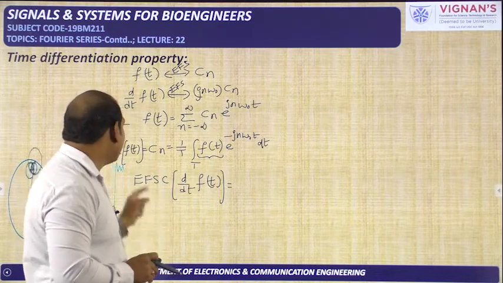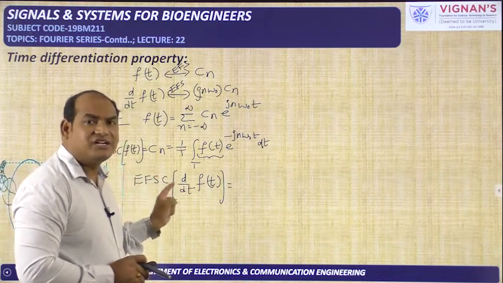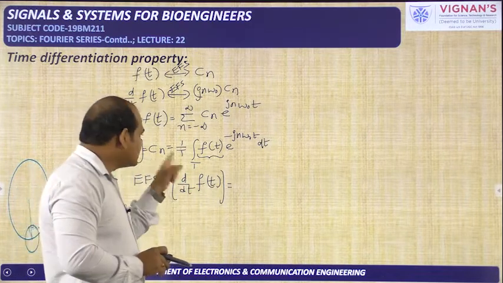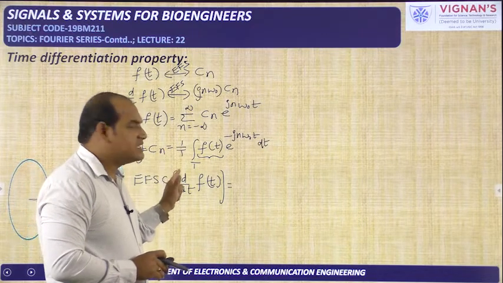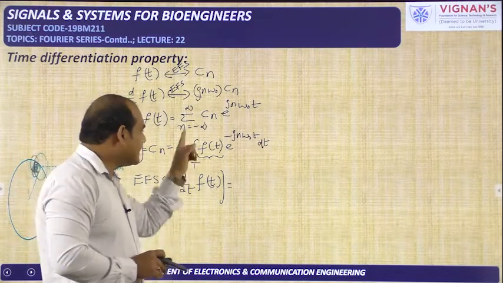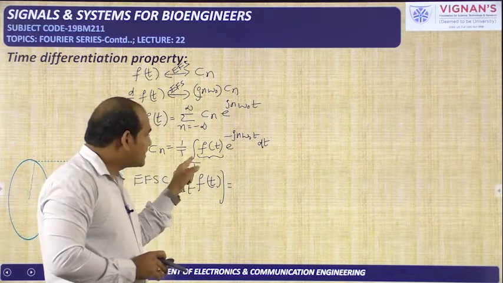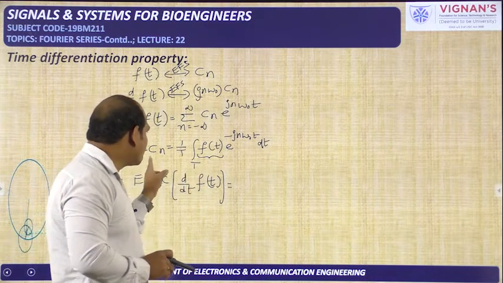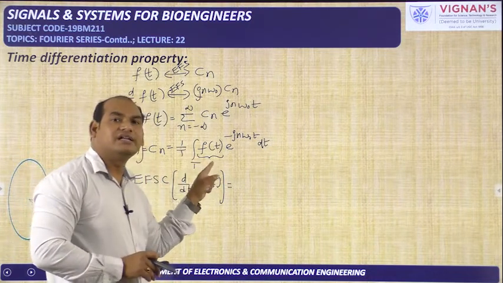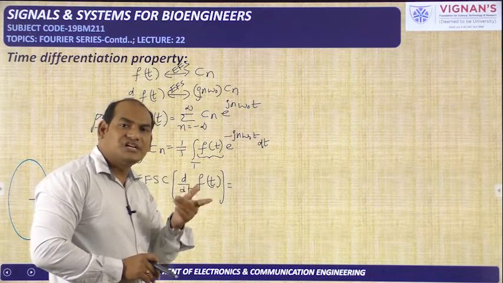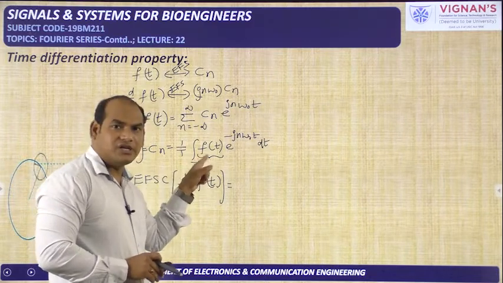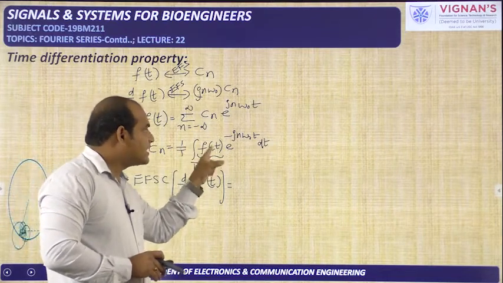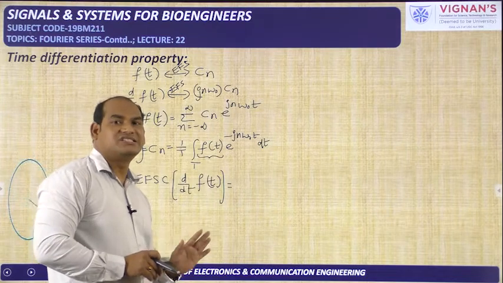Once again I am telling, the exponential Fourier series coefficient for the signal f of t, represented with Cn here, is equal to 1 by the time period of the signal for which you are calculating the coefficient, integral over one period. After that, we write the signal for which you are calculating the coefficient. Cn is the coefficient for f of t, that's why we have written f of t here. If you want to calculate the coefficient for g of t, here you need to write g of t. If you want to calculate for y of t, here you need to write y of t. After writing that particular signal, you need to multiply with e power minus j n omega naught t.